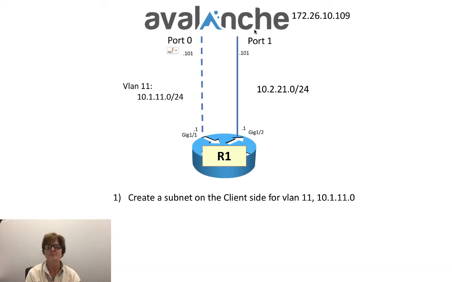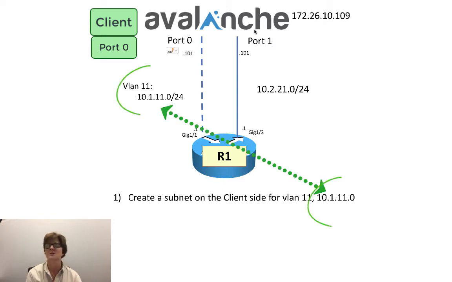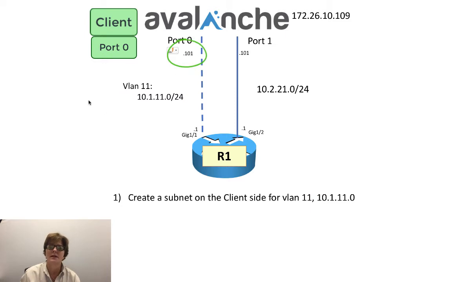What we're going to do now is, on the client side, in the client tab, create a subnet that's going to sit on top of that port, which is going to act as an HTTP client later on. It's going to be VLAN 10, and it's going to be in subnet 10.1.11.0. As you can see from my diagram here, I'm just going to have one device over there, one client, one server for right now. And so I'm going to make it 101.